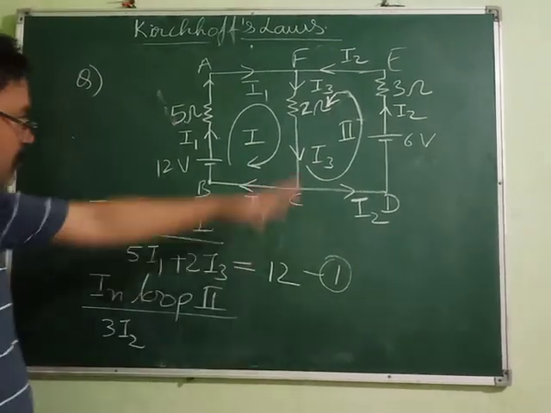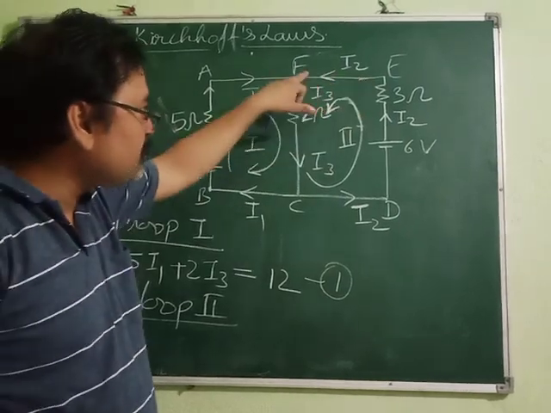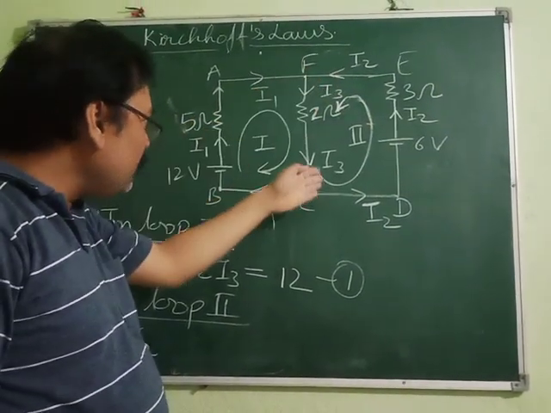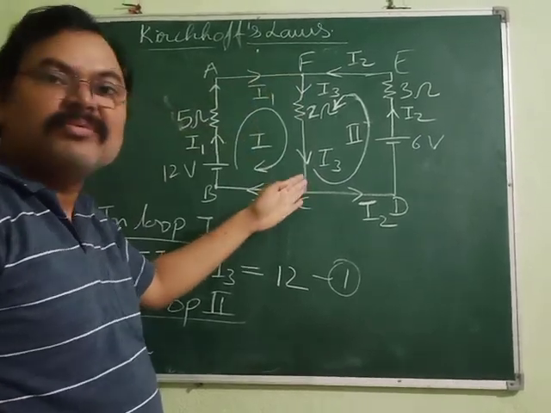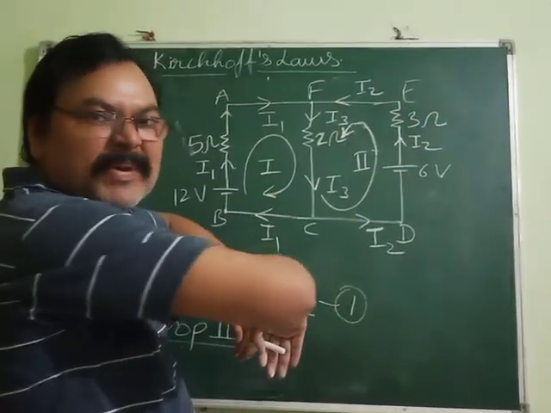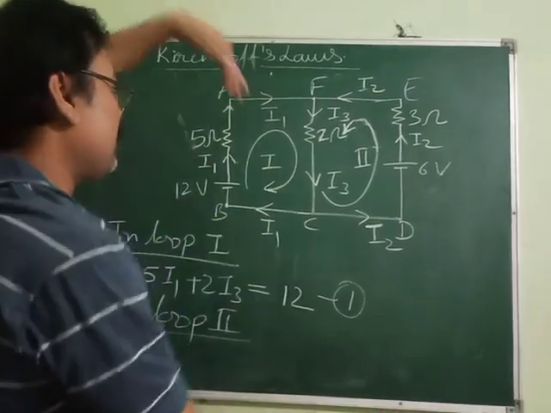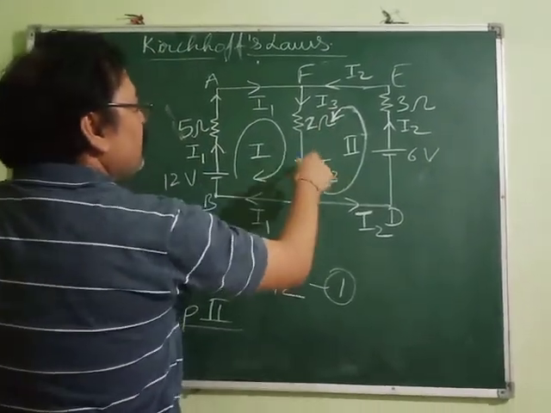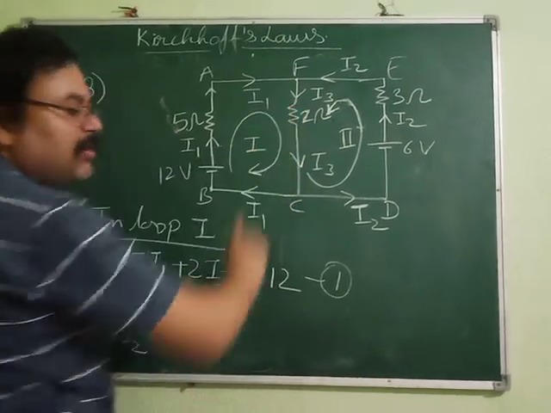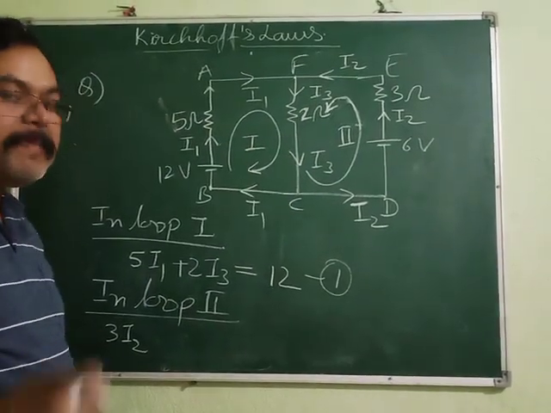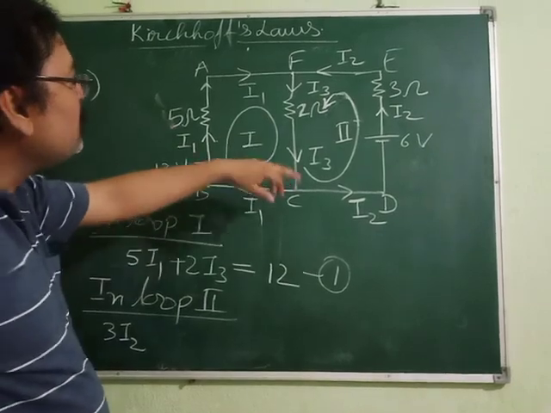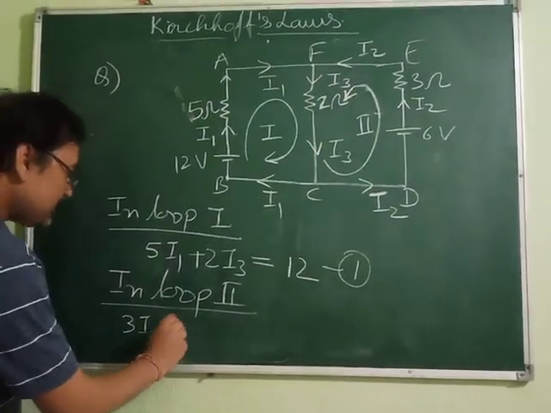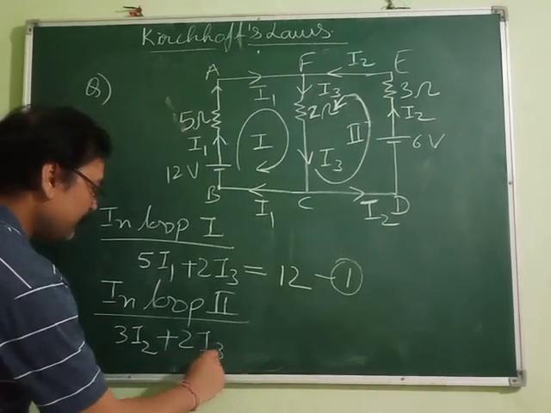Now let's go to the second resistor, because here no resistance is there, here resistance is there. While coming like this we are going down, and this current is also coming down. So both are in the same direction, and again the potential difference across this resistor will be positive. Now what is the magnitude? The resistance is 2 ohm, current is I3, so we can write plus 2I3.